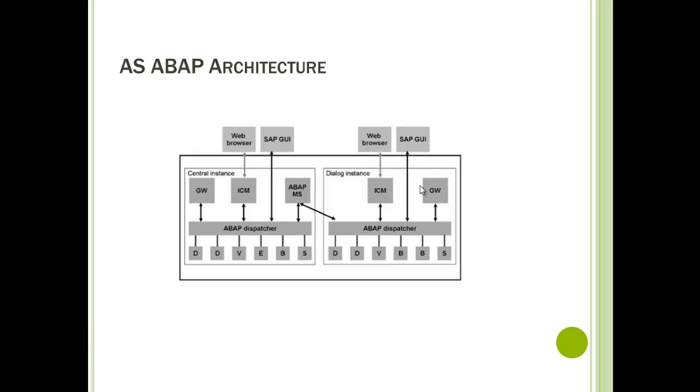And message service also provides which instances are presently available in a specific landscape. So if we go to SM51, you get all the instances, all the dialog instances and the central instance available in the system, because the message server collects and keeps all this information.